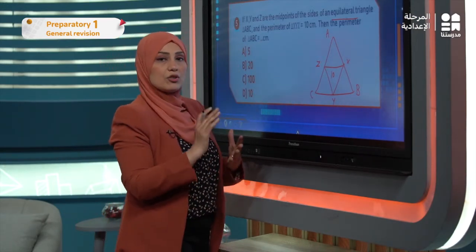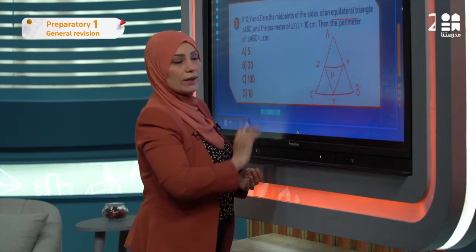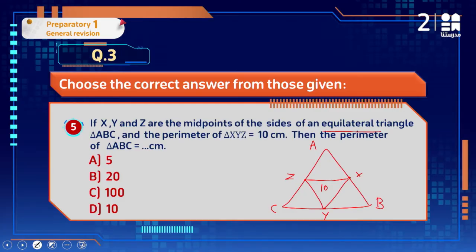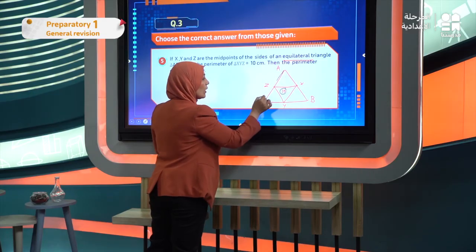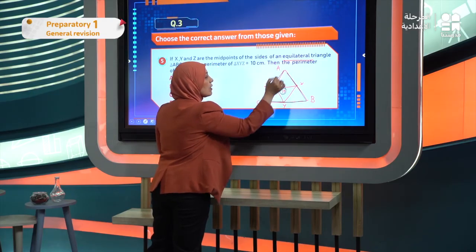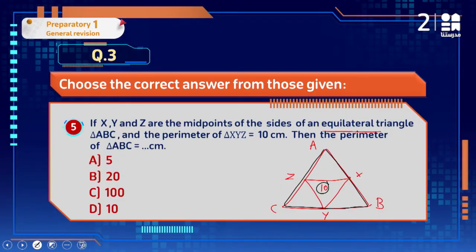Here we have a relationship between the two triangles. The one inside, the small triangle, has a perimeter that is half of the perimeter of the big triangle. The given one is the small one, which is 10. So the big one is double it, which is 20. So 10 times 2 equals 20.